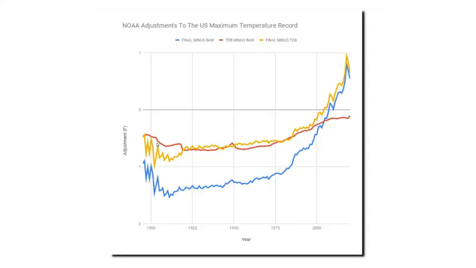These are the adjustments being made to the maximum temperature record. The red line is the time of observation bias adjustment. The yellow line is the final adjustment being made on top of the time of observation bias adjustment. The blue hockey stick shows the total adjustments being made in the final data set, about 2 degrees Fahrenheit.